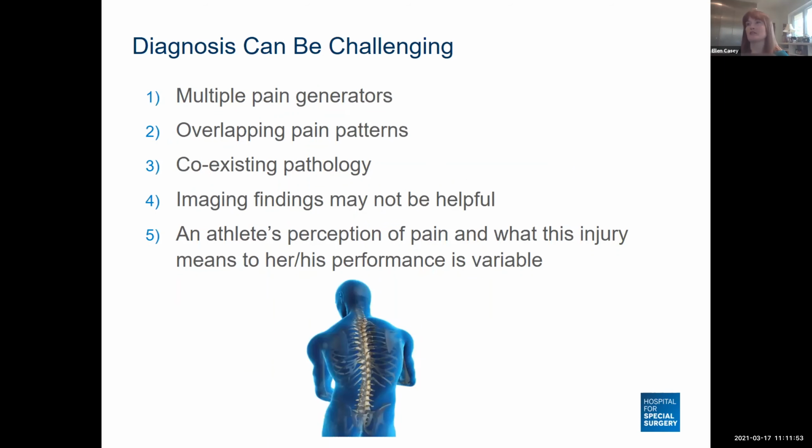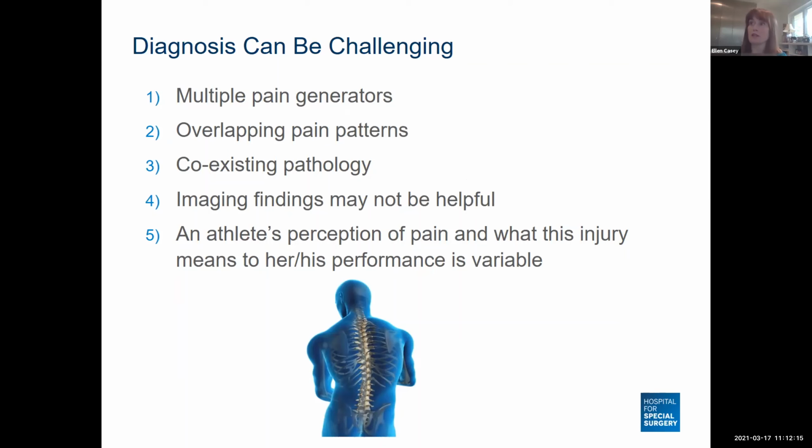So why is the diagnosis challenging? Well, because there's multiple pain generators in the spine, but also outside of the spine that can mimic back pain or have overlapping pain patterns. And we'll talk more about that in a few slides. Also, there can be coexisting pathology. You might have heard of, for example, the hip-spine syndrome, which in golfers, for example, can be important.